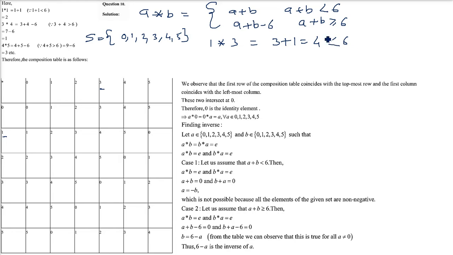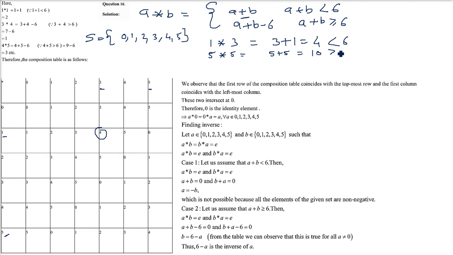When it is less than 6, what does it mean? It means you have to write here A plus B only. So I am writing 4. And then we will take another example. Now I will take values so that when we add, it is greater than or equal to 6. So 5 star 5 is 5 plus 5, it is 10. So it is greater than or equal to 6.